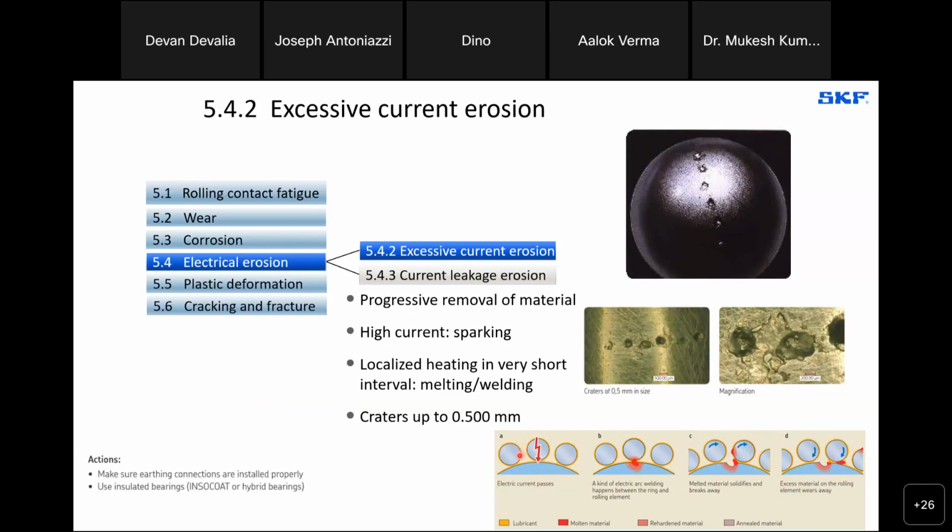Obviously, we'll see this mostly in equipment where, for example, electric motors, etc., where we have current running in the equipment. And some of the things we can do is sort out the grounding, maybe use insulated bearings. So there are bearings that are coated with ceramics, or more and more popular, a hybrid bearing that uses a silicon nitride or ceramic rolling element that'll insulate against this possibility of current running through the bearing.